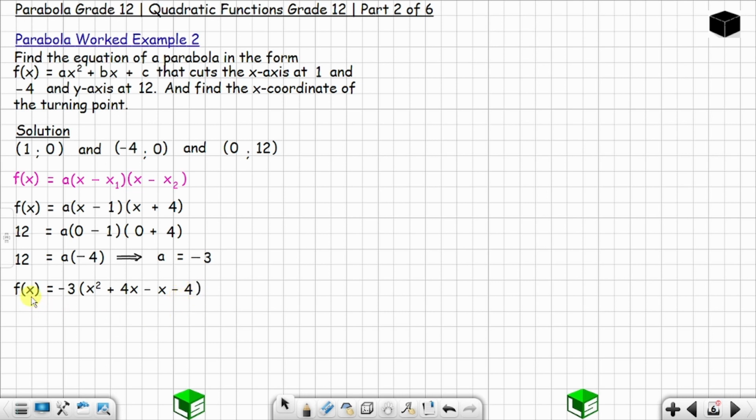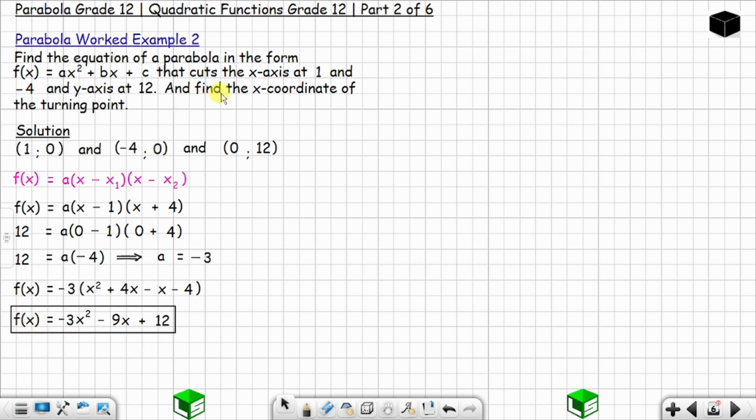You close your bracket, and f of x is equal to this x squared times -3, which is -3x squared. You have 4x minus x, this is 3x, and you multiply by -3, which is -9x, right? And we have -4 times -3, which is plus 12. Okay, minus times minus is plus, 4 times 3 is 12. So you now have the equation of a parabola in the form f of x is equal to ax squared plus bx plus c, this form.